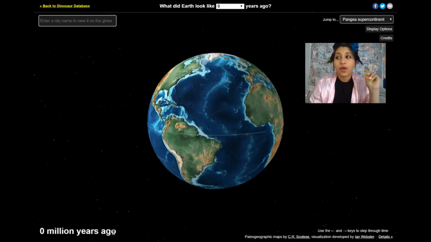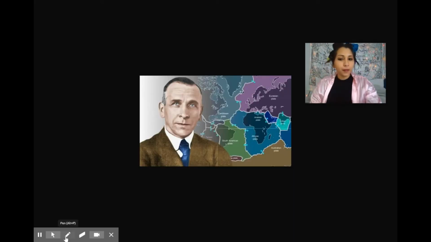Now, there was one person that was just peeping all of this, and he was like, there's something going on here. So this guy, Alfred Wegener, in the 1900s, he was like, you know what? There's something going on here. It looks like South America and Africa fit together almost like a puzzle piece. Like, why is it happening?